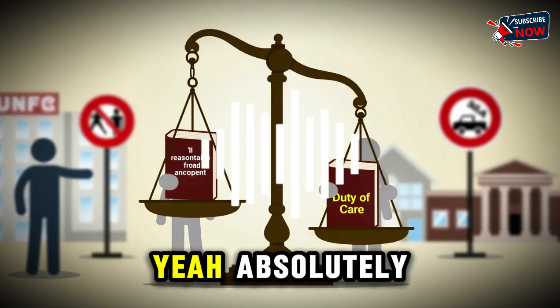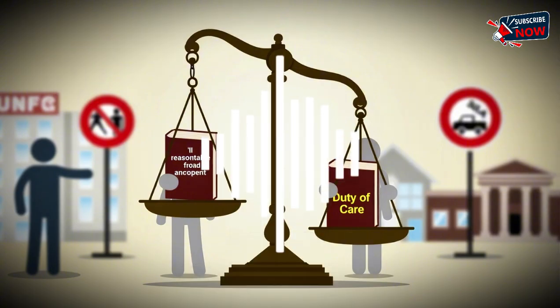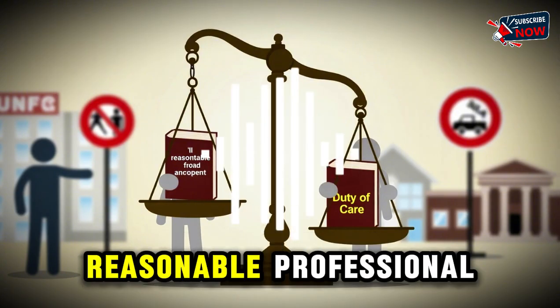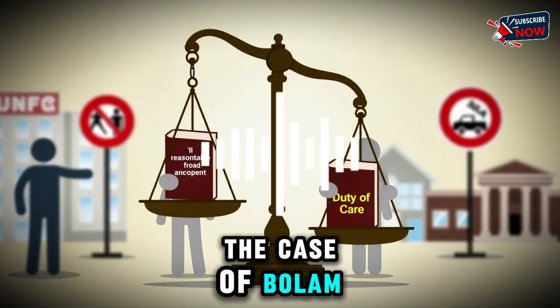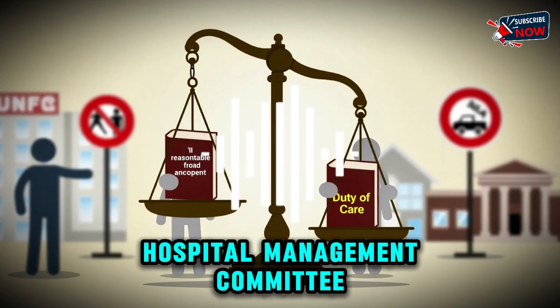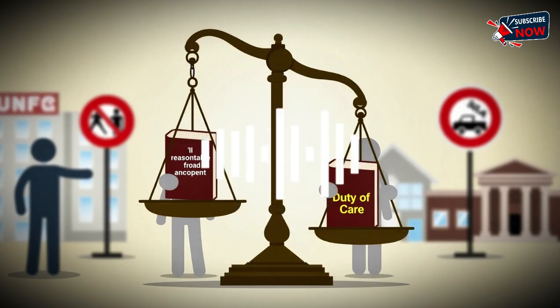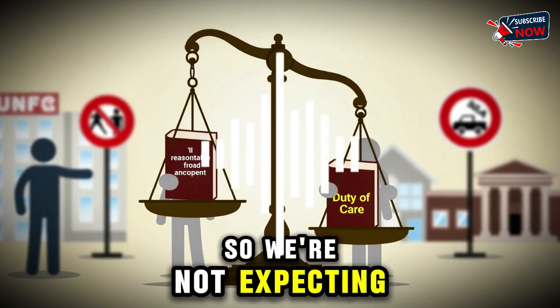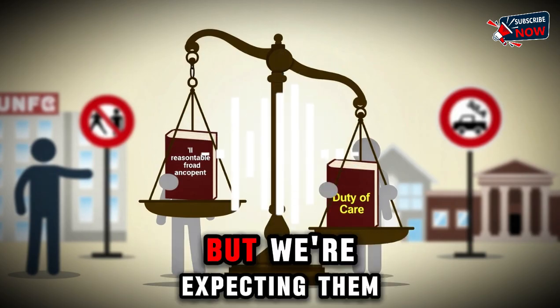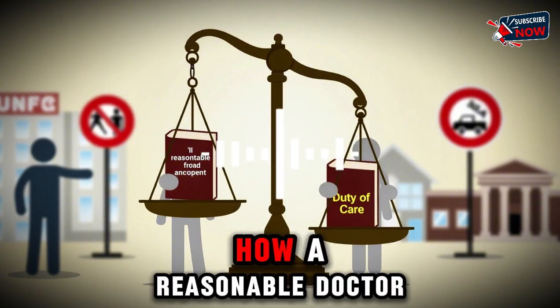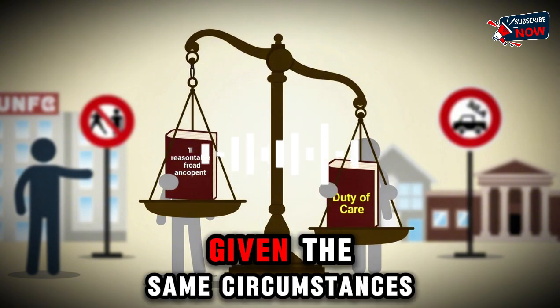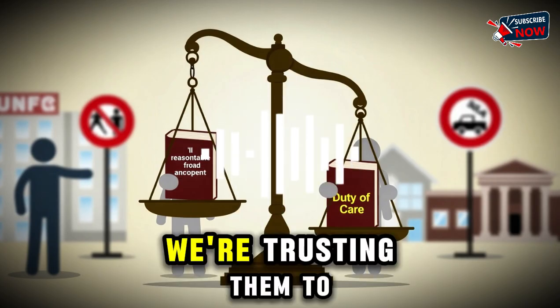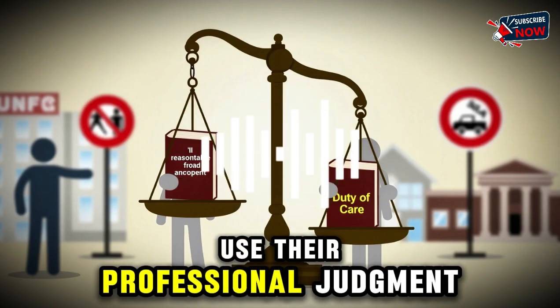Oh, absolutely. So in these cases, the reasonable person becomes a reasonable professional. The case of Bolam v. Friern Hospital Management Committee really established this principle. So professionals are judged against the standard of their peers. So we're not expecting perfection from a doctor, but we're expecting them to act how a reasonable doctor would act, given the same circumstances. We're trusting them to use their professional judgment. Right.